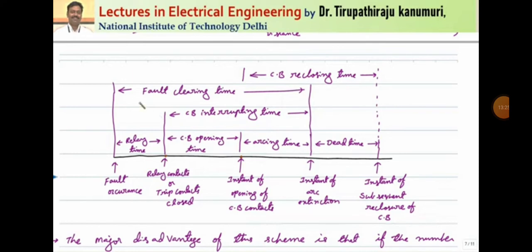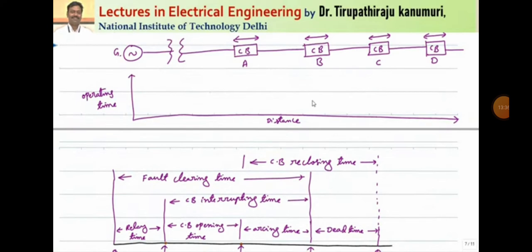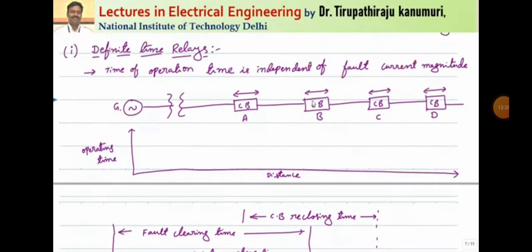So that's why the second relay should wait at least for this fault clearing time, at minimum this much time, plus some extra buffer. Generally the value varies from 0.3 to 0.5 seconds. That's why a time delay of 0.5 seconds is kept between two adjacent relays.